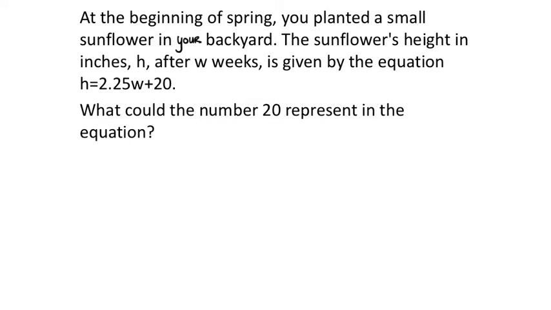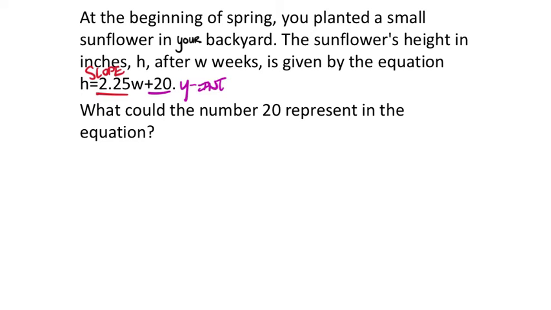So here we have more interpretation, which again is still part of the objective. At the beginning of spring, you planted a small sunflower in your backyard. The sunflower's height in inches h after w weeks is given by this equation. So what could the number 20 represent in this equation? Good question. They gave us a slope, which is going to be a unit rate, and a y-intercept, so very generous of them.